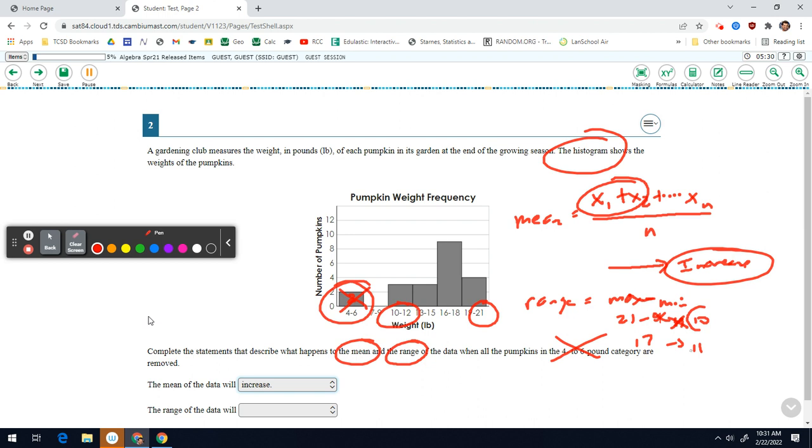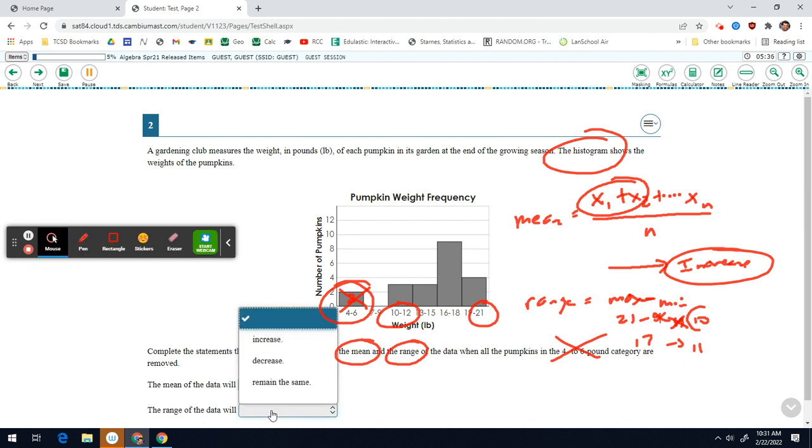Notice your range got smaller. Okay? So because you took away those low values, this time the range is going to decrease, get smaller. Very good.